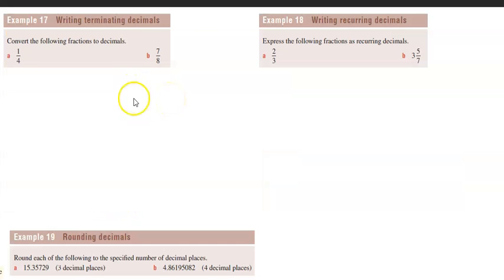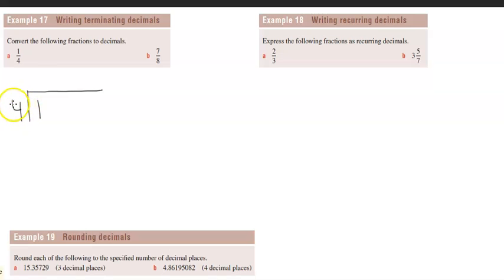All right, let's have a look at some examples here and how to tackle them. Example 17, we're going to write terminating decimals, and we're going to convert the following fractions to decimals. Now, some of these we could know off by heart. I know that 1/4 is also the same as 25% or 0.25. But if we want to look at the actual process of converting it from a fraction to a decimal without a calculator, and you didn't know this number was 0.25, you would find out how many 4s would go into 1, or how many denominators go into the numerator.